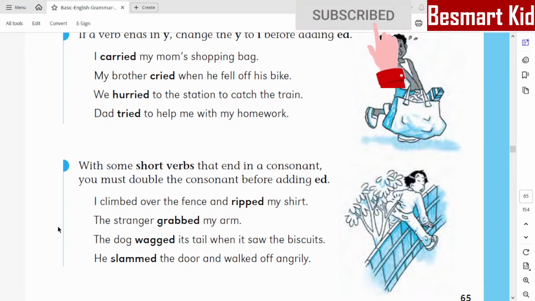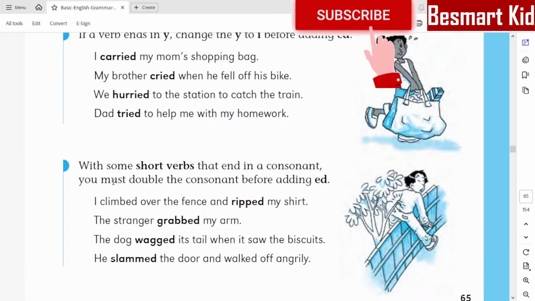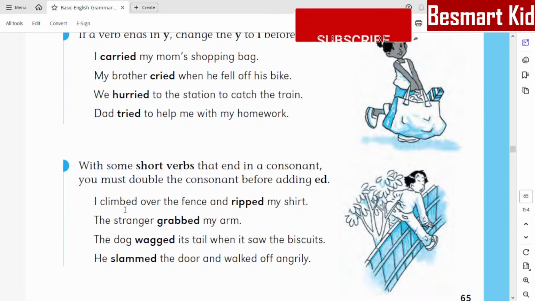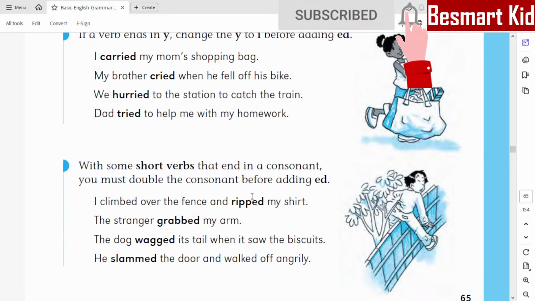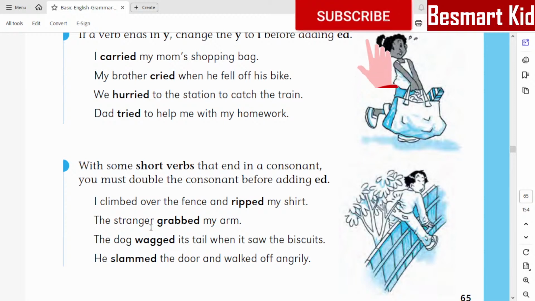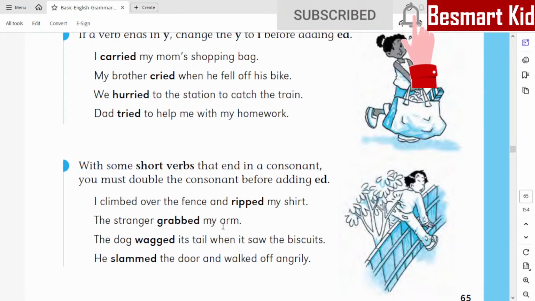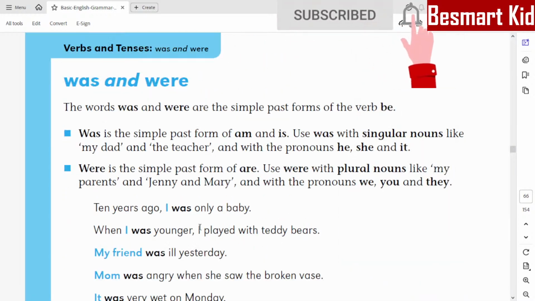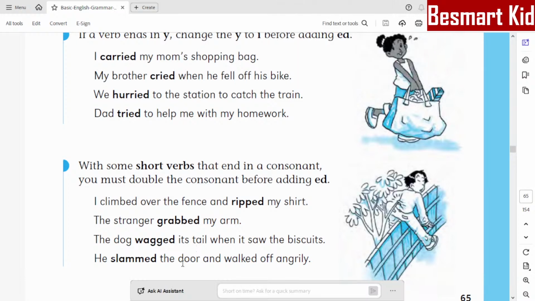With some short verbs that end in consonants, you must double the consonant before adding ed. Example: I climbed up the fence and ripped my shirt. A stranger grabbed my arm. The dog wagged its tail when it saw the biscuits. I slammed the door and walked on angrily.